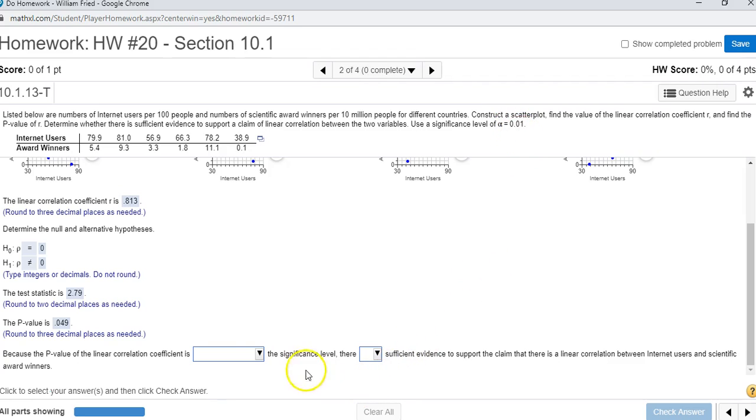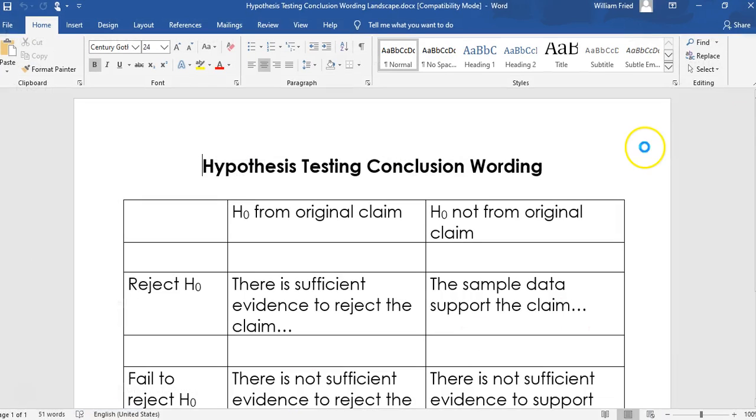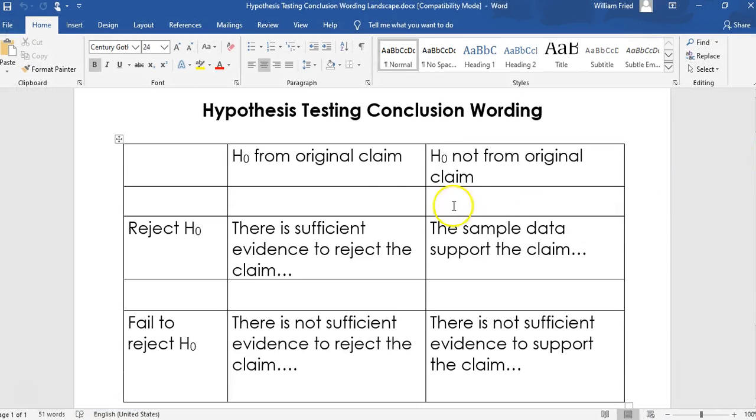is bigger than the significance. So it's greater than the significance. That means in terms of the hypothesis test, we fail to reject H null, which was not from the original claim. So just looking at the hypothesis says fail to reject H null, not from the original claim. There is not sufficient evidence to support the claim of correlation. So that's the conclusion.